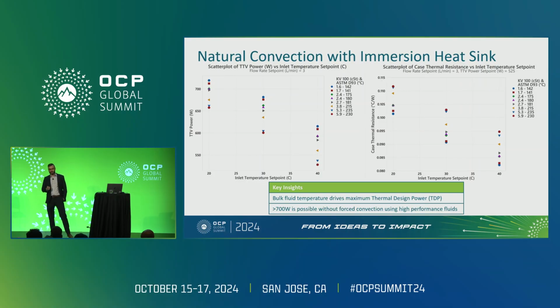Another point I want to make is what I'm showing here on the right side is case thermal resistance. For those of you who need a small reminder, case thermal resistance is sort of the top of the chip, and then it goes up through the heat sink to the fluid. So that's that thermal resistance. It doesn't go all the way necessarily down to the junction.